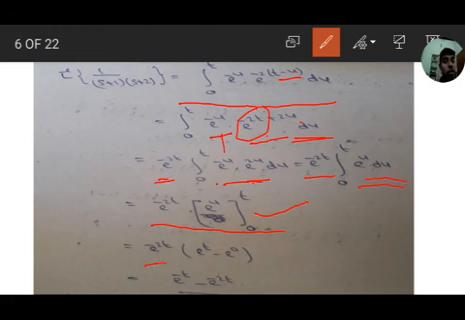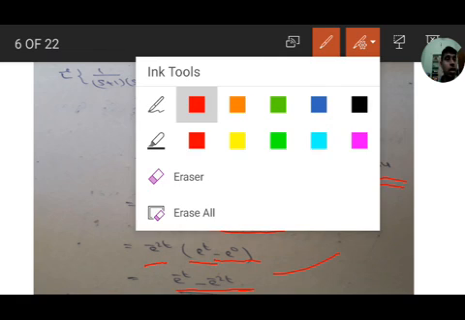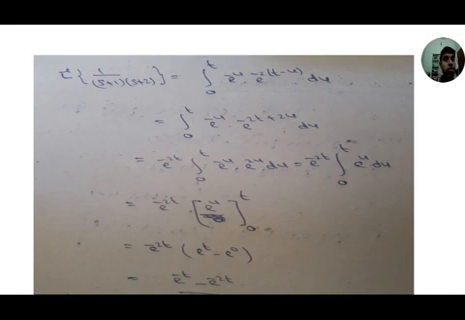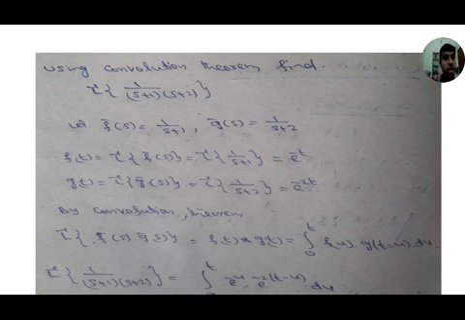So e^(-2t), with upper limit e^t and lower limit e^0. Therefore, multiplying with e^(-2t), that is e^(-t) minus e^(-2t). It is the answer.